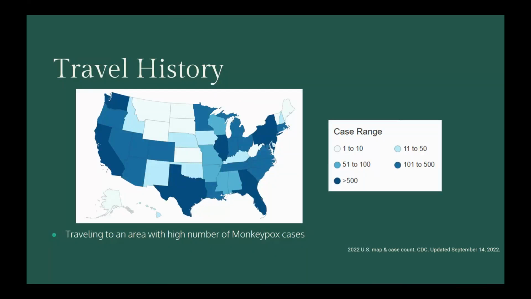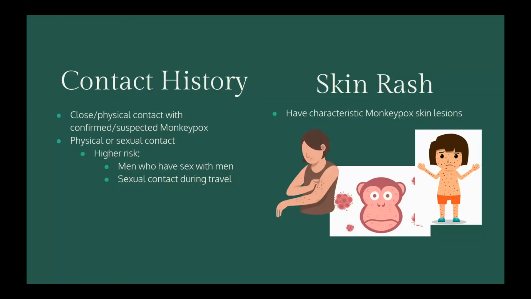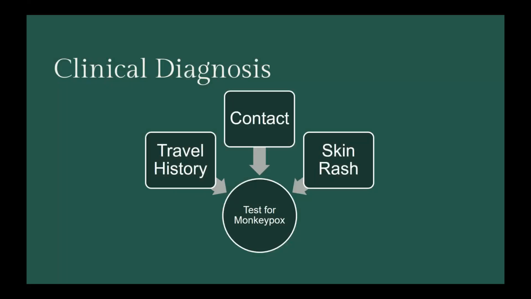Travel history is traveling within the past few weeks into an area with high numbers of monkeypox cases. So knowing where monkeypox cases are high is a vital part of understanding clinical diagnosis, along with contact history, including close physical contact with a person who has suspected or confirmed monkeypox, and physical or sexual contact. This is especially higher with men who have sex with men or sexual contact during travel. Skin rash is also a characteristic for clinical diagnosis. If a patient presents with a characteristic monkeypox skin rash, that is also a sign of a clinical diagnosis.